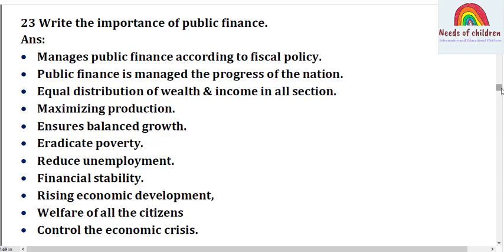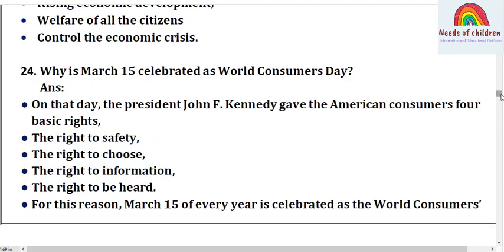Public finance is managed for the progress of the nation, equal distribution of wealth and income in all sections, maximizing production, ensures balanced production, balanced growth, eradicate poverty, reduce unemployment, financial stability, raising economic development, welfare of all citizens, control economic crisis. 2-mark question.